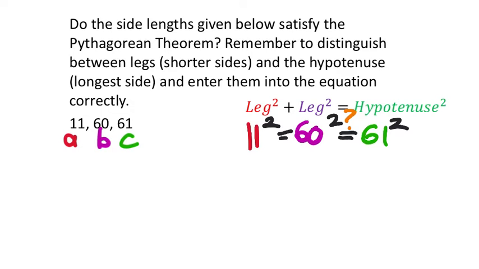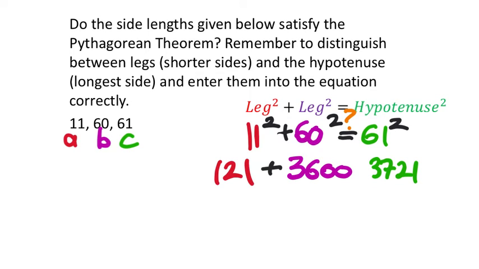So I'm going to put a question mark over the equal sign. Well, I put an equal sign right there too. That's supposed to be plus. So I can put this into the calculator now. Okay, 11 to the power of 2, that's 121. 60 to the power of 2 is 3,600. I don't know what 61 to the power of 2 is, though. Let's put it in the calculator and find out. 3,721. There we go.